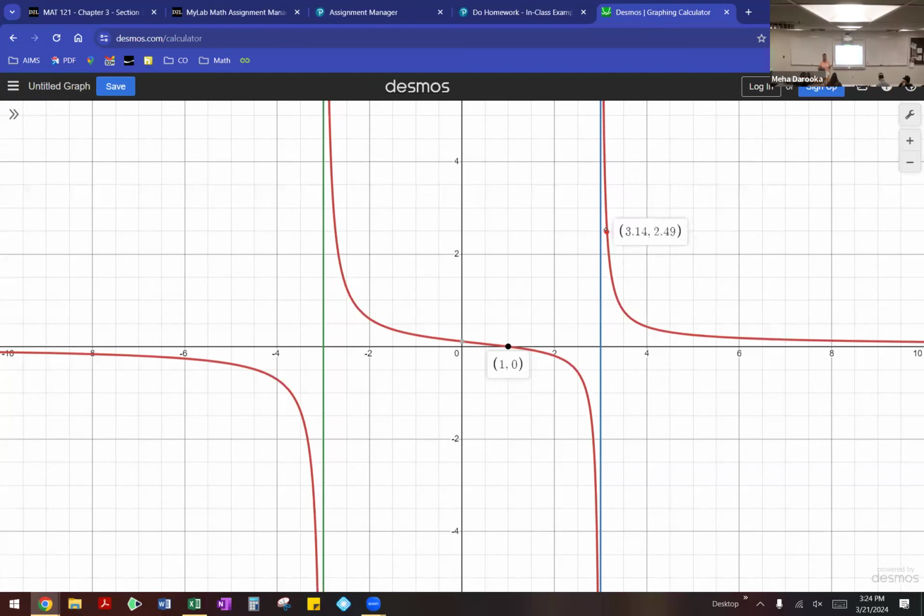Your x is getting closer and closer to 3, and your y is starting to get larger. And then same thing on this side. So that's kind of what those vertical and horizontal asymptotes will end up doing. You can check that same calculation here. Your x is getting larger, but your y is getting really small. Okay?